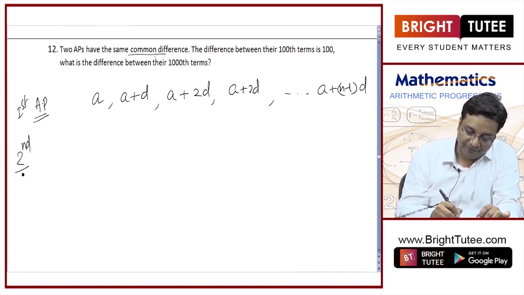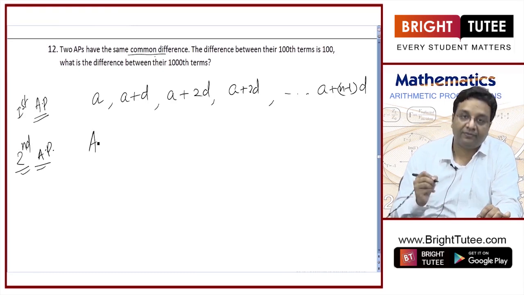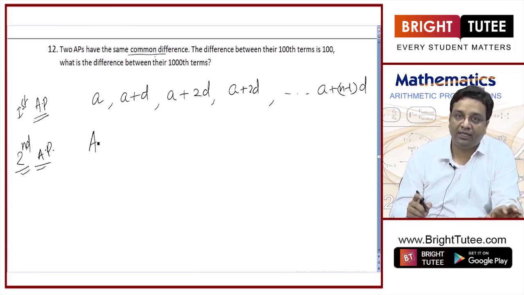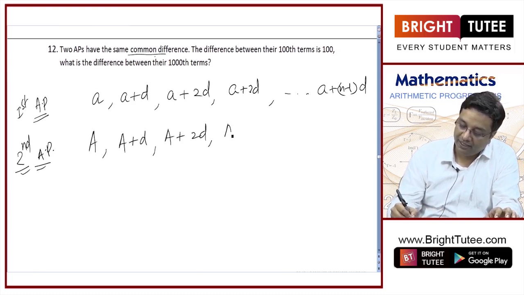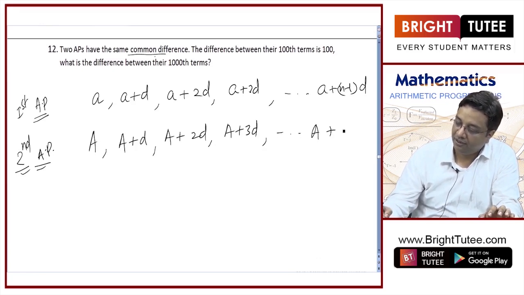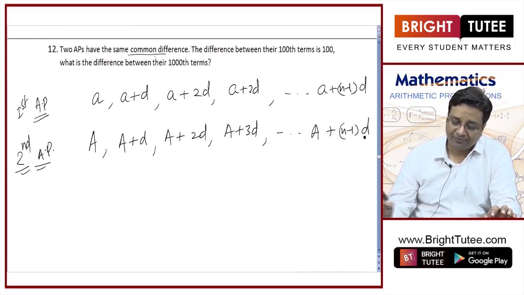And the second AP, let's say the first term is A, and the common difference we have to take is the same common difference. So the next terms will be A plus D, A plus 2D, A plus 3D, and so on till A plus n minus 1 into D, right?